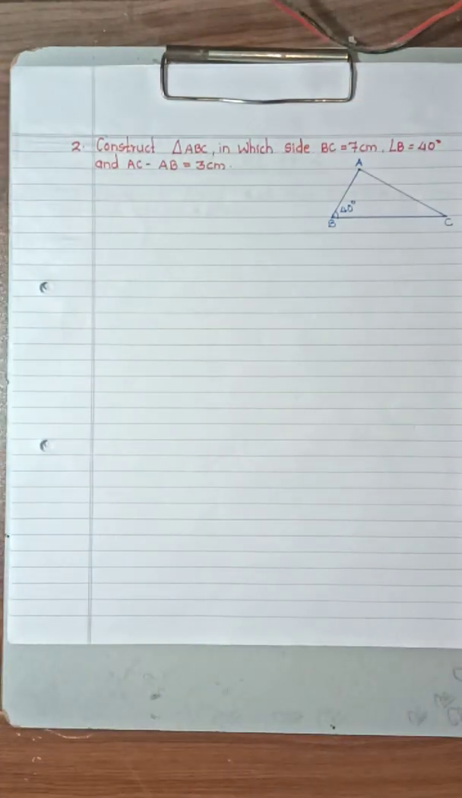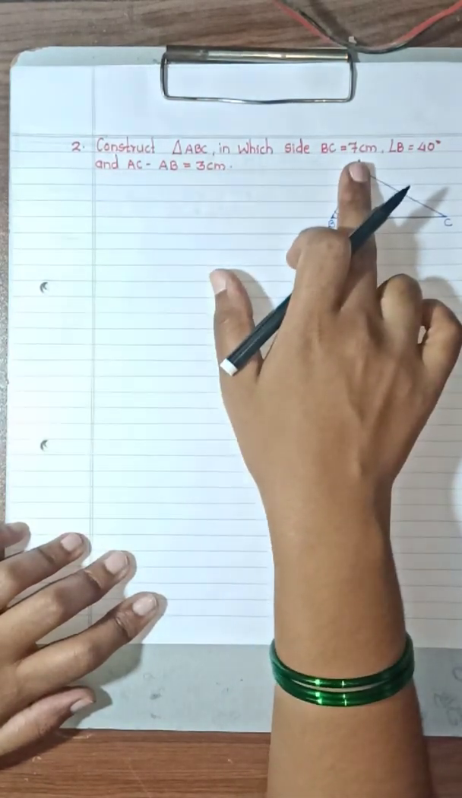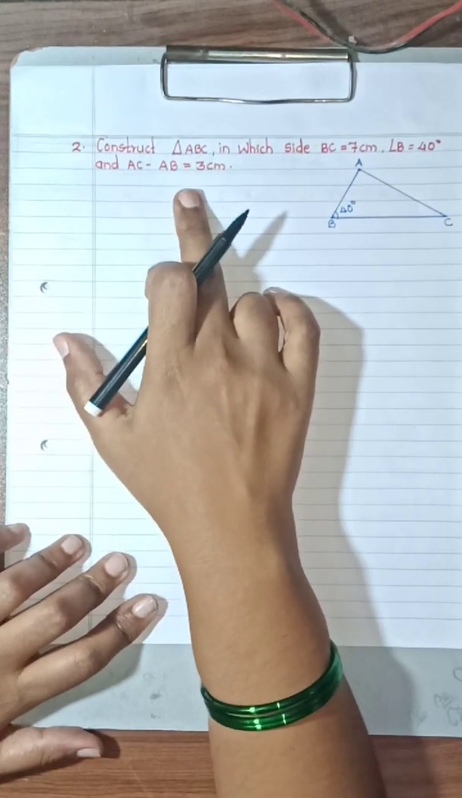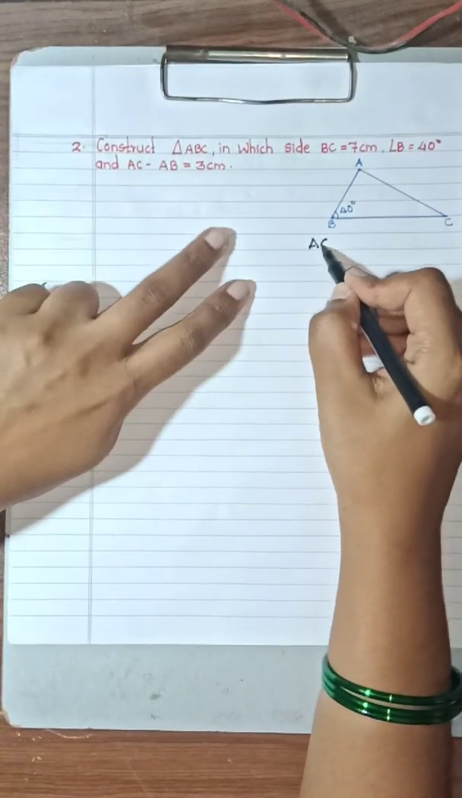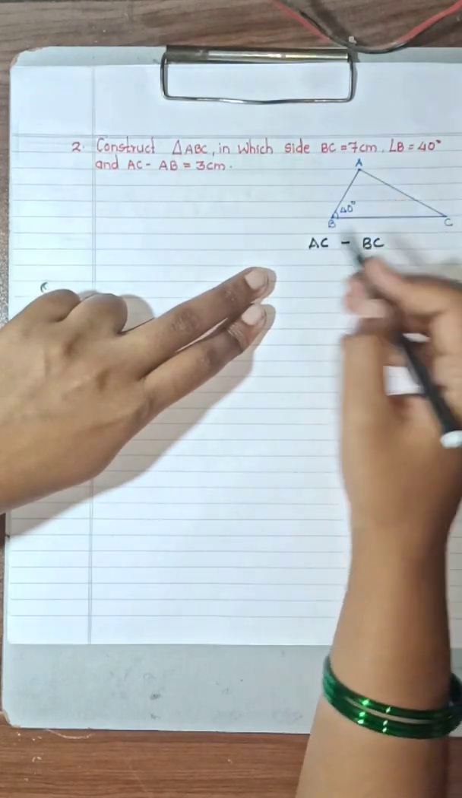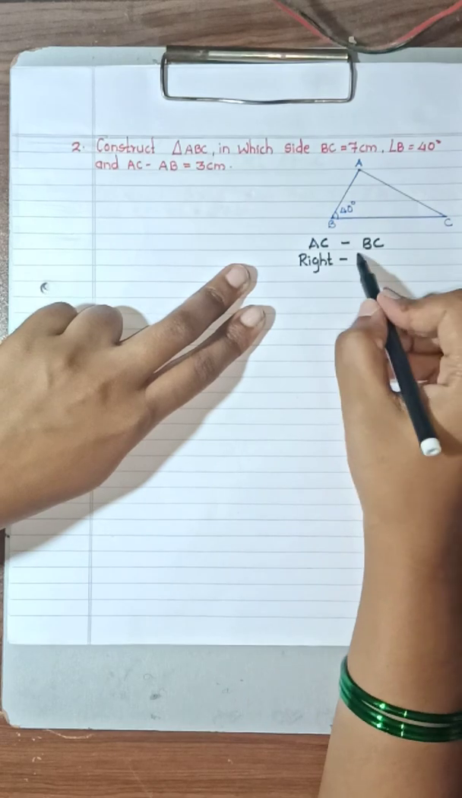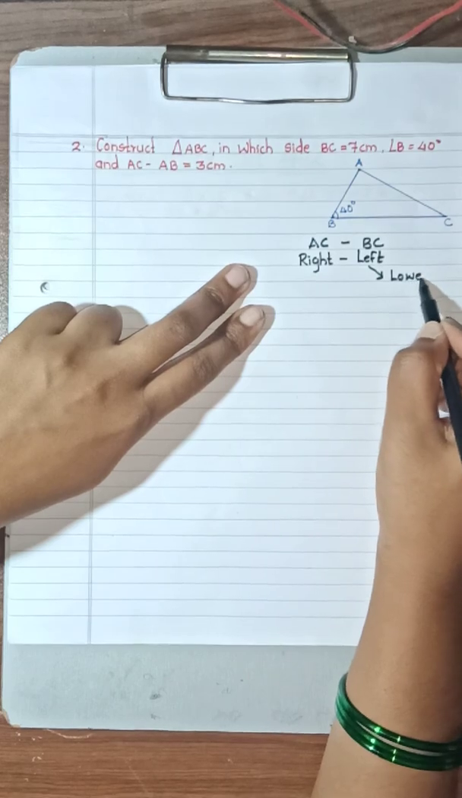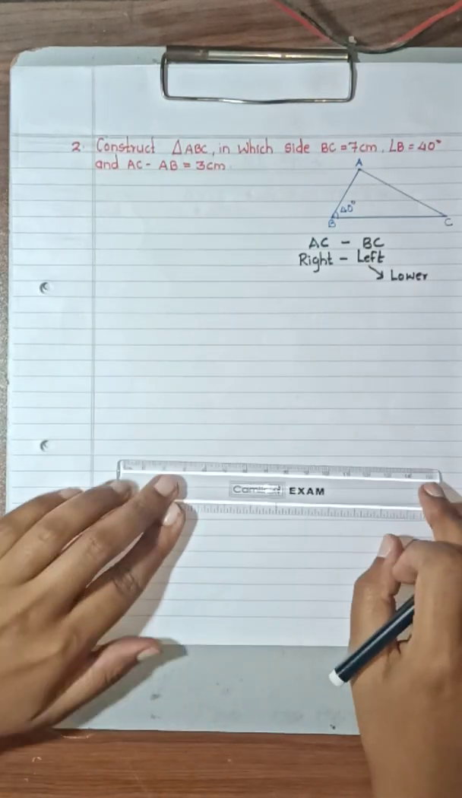Now in question number 2, construct a triangle ABC in which side BC is 7 cm, angle B is 40 degrees and AC minus BC is 3 cm. Now remember what they have given here, AC minus BC. Got it? Now AC comes to your right hand side and BC comes to your left hand side. That means the diagram will be below the base. Now pay attention to how I am drawing it.